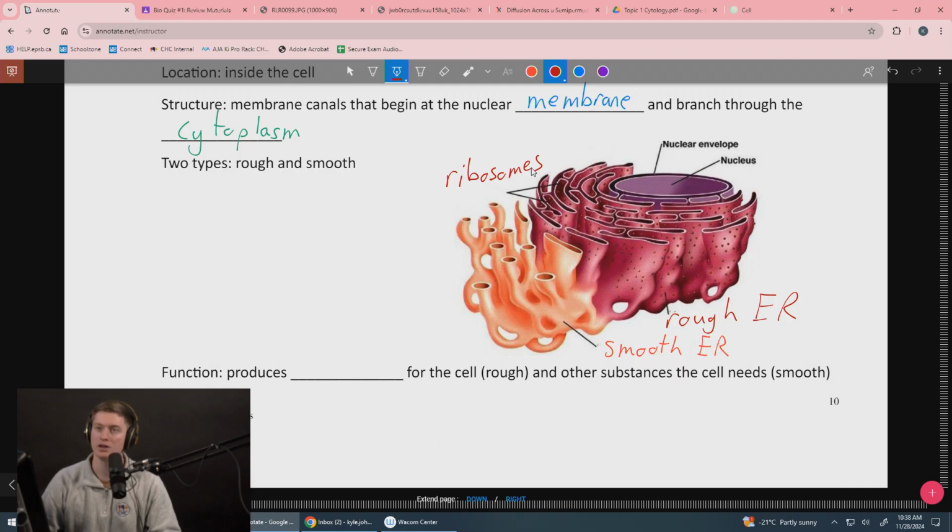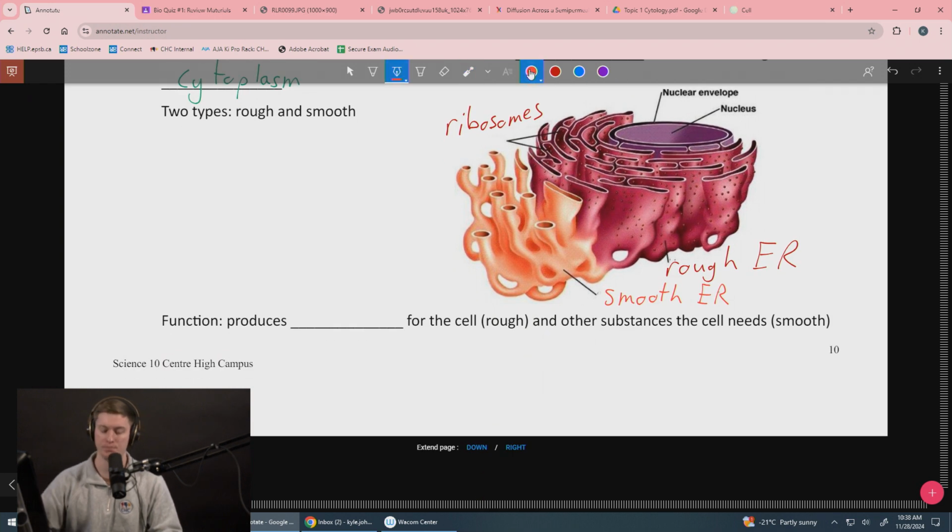Ribosomes are attached to the rough ER. They are not attached to the smooth ER. This whole system of canals is going to play a couple of different roles in the cell. One of the things it's going to do is produce protein on the rough ER. So it will produce protein for the cell on the rough ER, and it will produce other substances on the smooth ER. One of the other substances on the smooth ER is lipids.